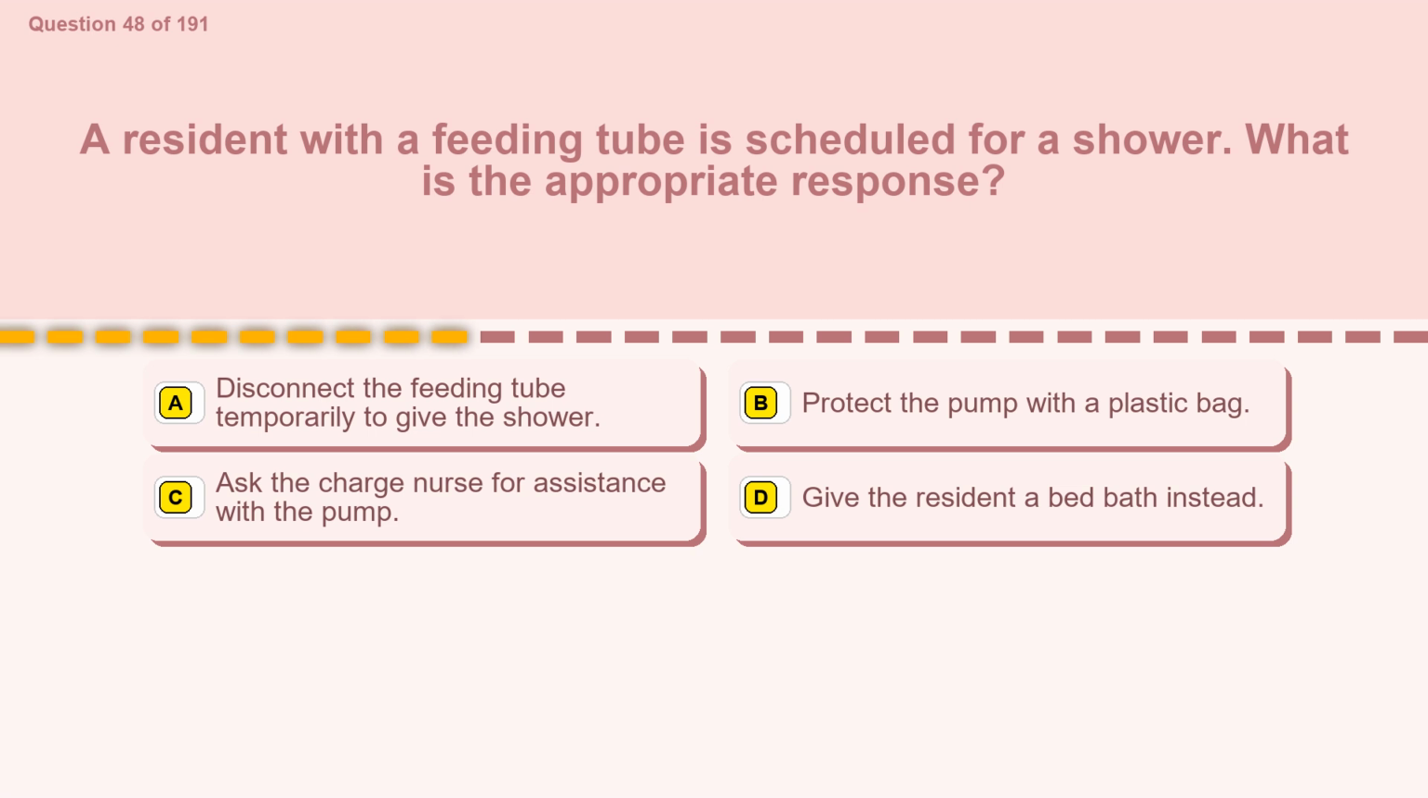Option A. Disconnect the feeding tube temporarily to give the shower. Option B. Protect the pump with a plastic bag. Option C. Ask the charge nurse for assistance with the pump. Option D. Give the resident a bed bath instead.